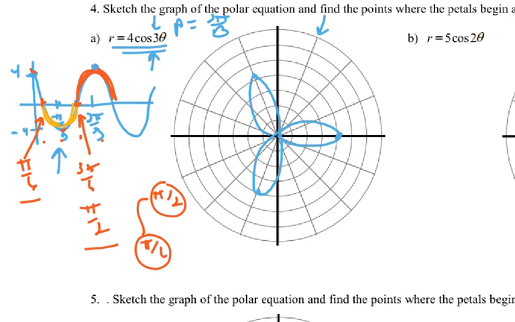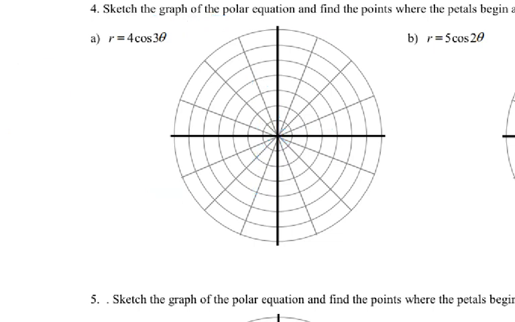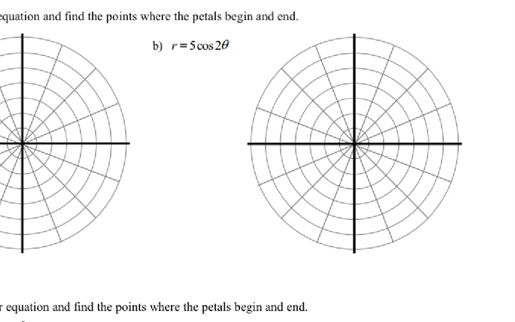Alright, last one, I'll just outline it a little bit. Let's look at one with even petals. So this one, we have a petal length of 5, and this is 2 theta, so that means that there are 4 petals. We double that number, so there's 4 petals. So let's see where they lie. So 5 and negative 5.